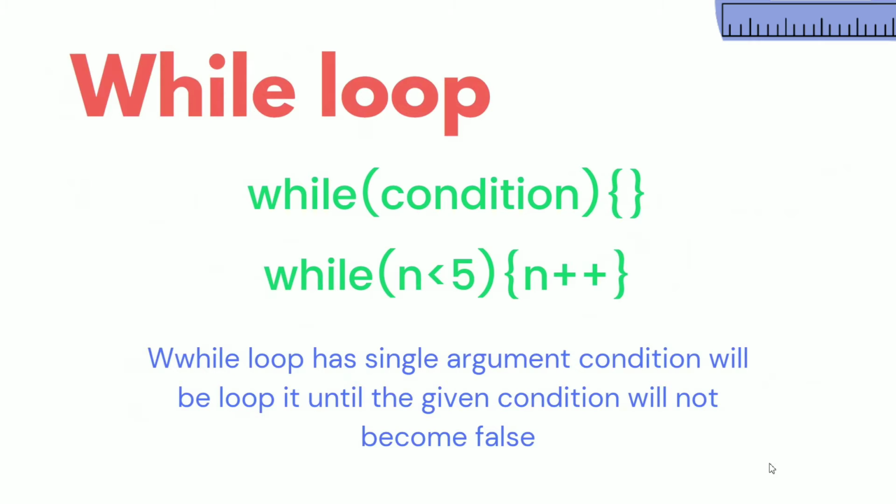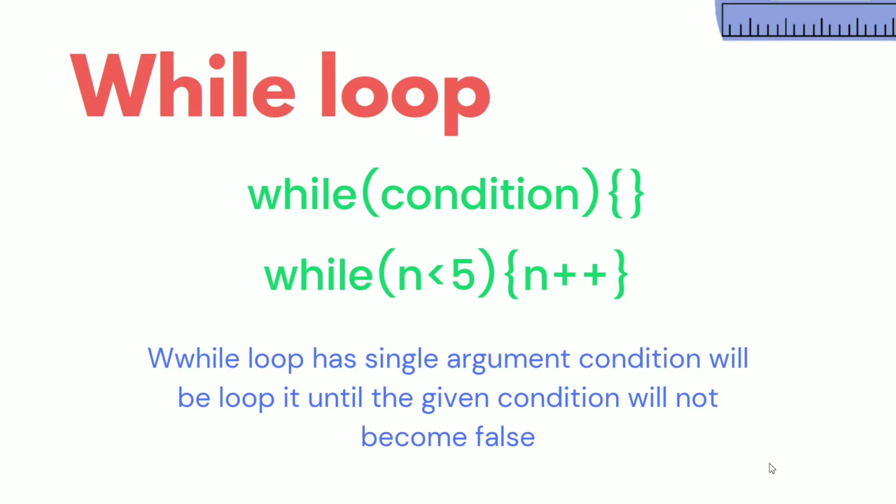And next we are moving on to the while loop. While has a condition, and it has curly braces in which we write the code. If the condition is true, it will execute the loop, else it will not execute the loop. As you can see here, I have written variable n equal to 0, and I am using while n is less than 5, and I am using n plus plus.